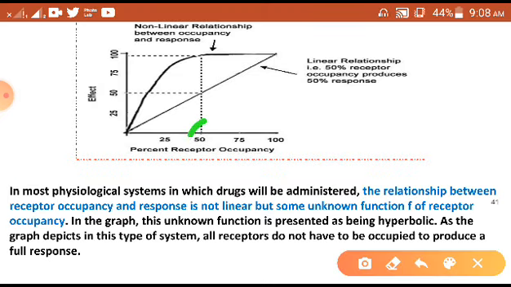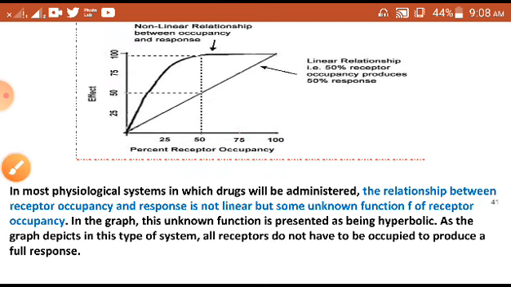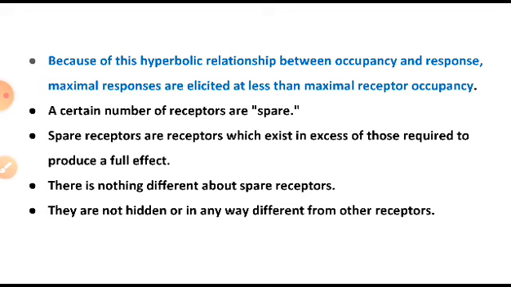Here, 50% receptor occupancy has given you 100% effect, and there are 100 receptors available. So now what happened? You have some spare receptors with you. What are these? These are the extra receptors you have, called spare receptors, right? It's a very important concept called the spare receptor concept. So a certain number of receptors are spare. Spare receptors are receptors which exist in excess of those required to produce a full effect. There is nothing different about spare receptors. They are not hidden or in any way different from other receptors. They are the same thing, only they are extra to what you need.